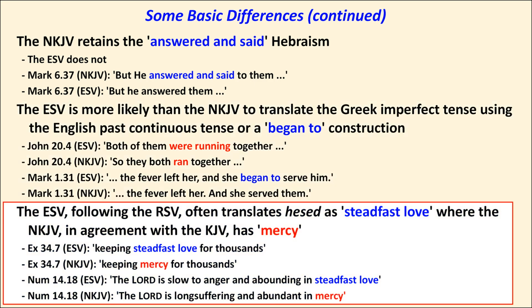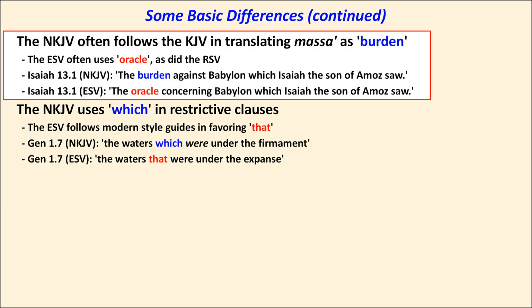The ESV translates a certain Hebrew word as steadfast love, while the NKJV, in agreement with the KJV, uses mercy. When you read the Old Testament prophets in the King James Version, you often run across the expression, the burden of. The New King James Version turns that into the burden against, but it retains the word burden.